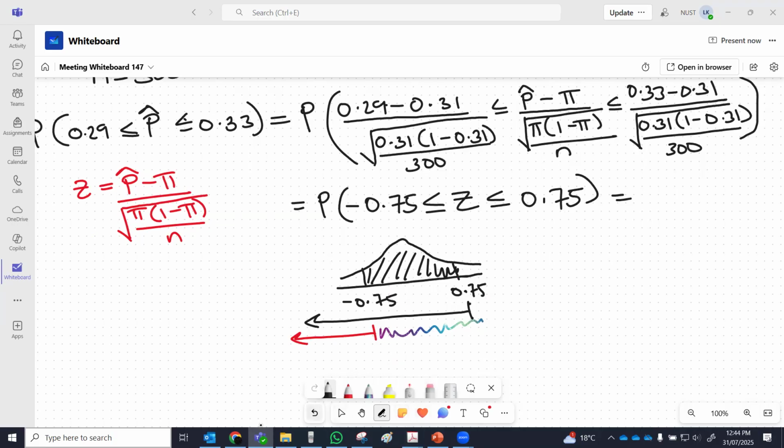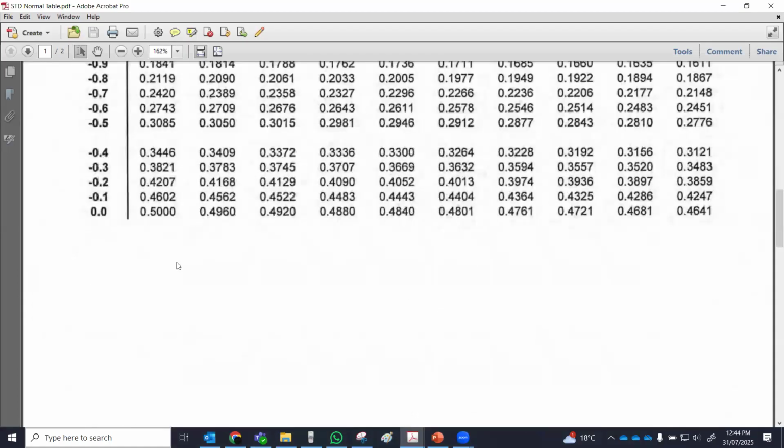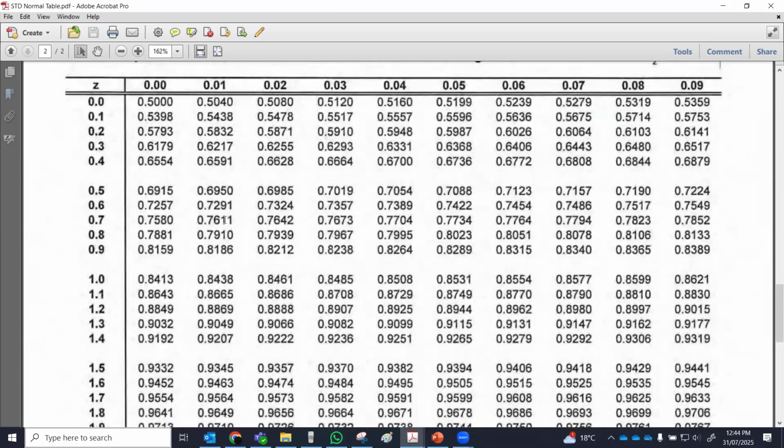Okay, so we're going to start with the probability for 0.75. So we go to our table, we go down to 0.75, and this is 0.7734.